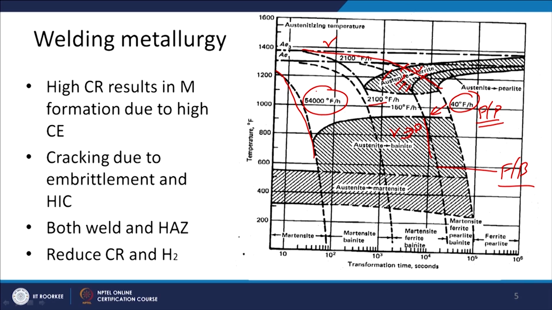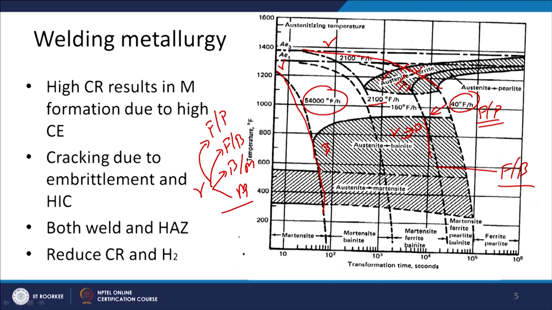1000 degree Fahrenheit per hour, which indicates that the transformation of austenite into the bainite will be avoided, and primarily the whole of the austenite will transform into the martensite. So as per the cooling rate being imposed, austenite will form the different phases: ferrite and pearlite, then ferrite and bainite, then bainite and martensite, and then martensite. These are the different phases which can be formed.